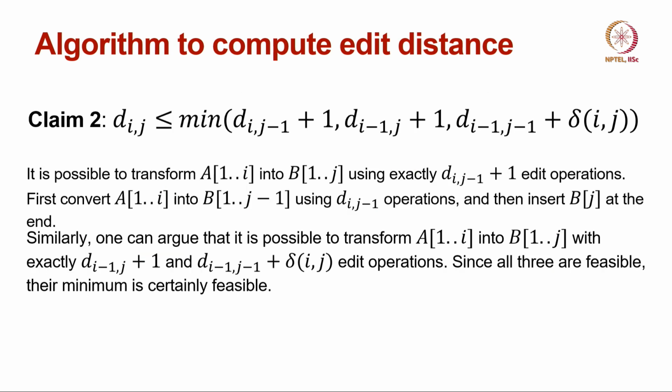Now, there is one more simple claim I want to prove: the value of D_ij must be less than or equal to the minimum of these three quantities. And this argument is actually very simple. Remember that D_ij is the minimum number of edits needed to convert prefix of A to prefix of B.